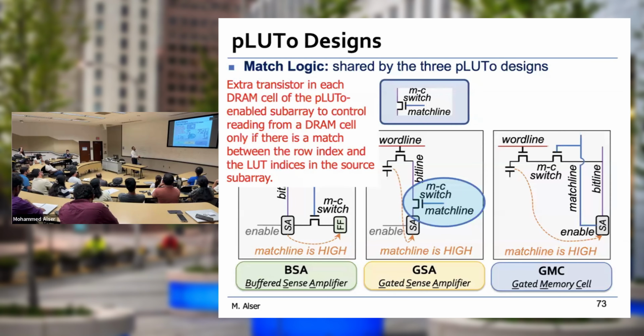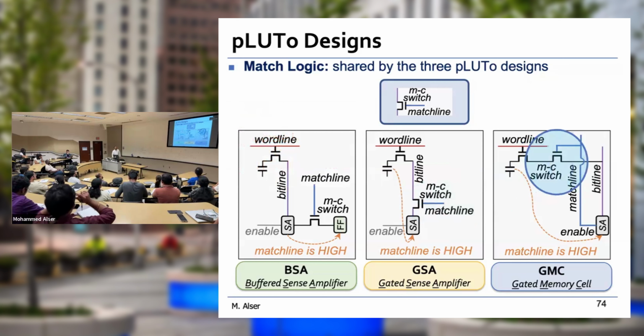So I add the controller over there, connected with the bit line, and whenever I see a match, then I connect it, and then I read it in the sense amplifier. Now there's no problem with the pre-charge as the previous. Now the question is, which one is better? Which one to choose? Which one to use?